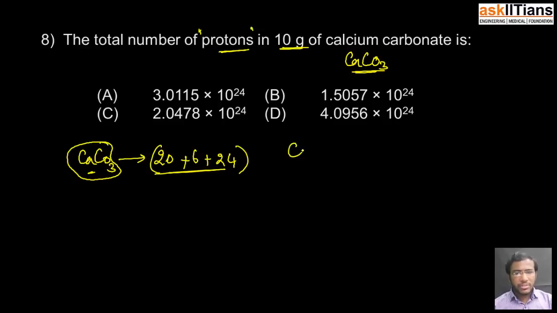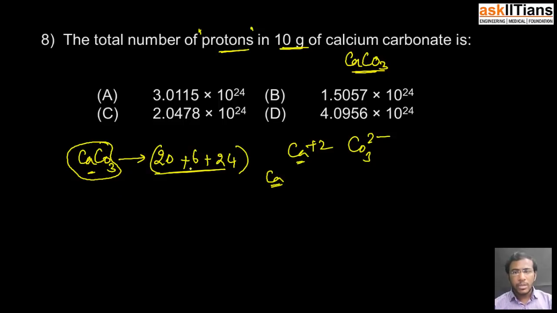So don't confuse Ca2+ and CO3 2-. Here only the electrons are different. If you take Ca or Ca2+, your number of protons is not going to change. They still remain the same. They only differ in the number of electrons. So first calculate the number of protons in 1 unit of CaCO3, and let's see how many units of CaCO3 are present in 10 grams.